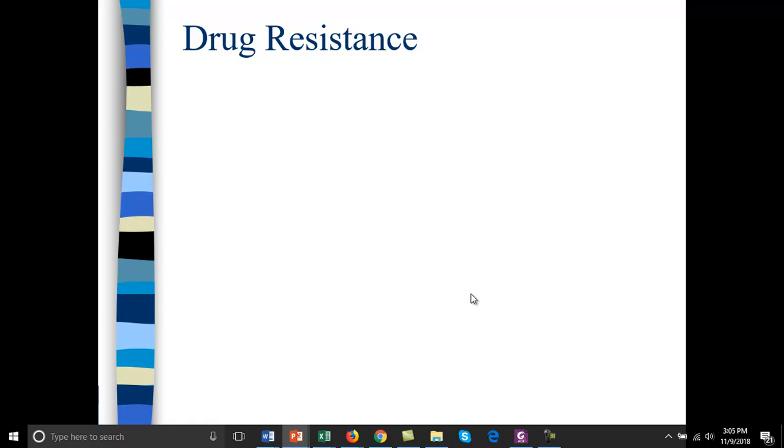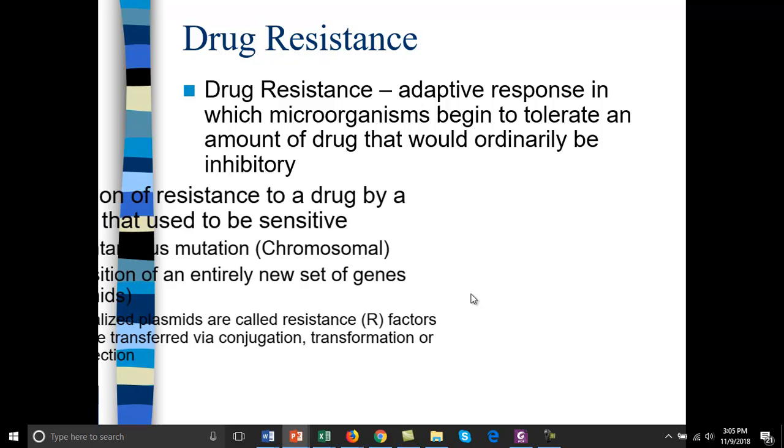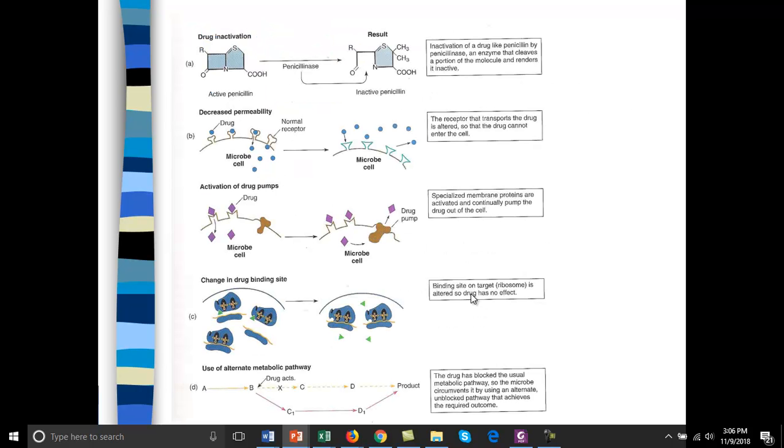When you think about antibiotics, you also have to think about resistance to that particular drug, especially in the context of microorganisms that gain some type of genetic material that allows them to tolerate a drug where they would have normally been inhibited by that particular drug. Okay. It can be a chromosomal mutation that happens, or it could be just conjugation or transformation where plasmids are exchanged. And these plasmids are called resistance factors or R factors, and they can be transferred through conjugation, transformation, or even transfection.